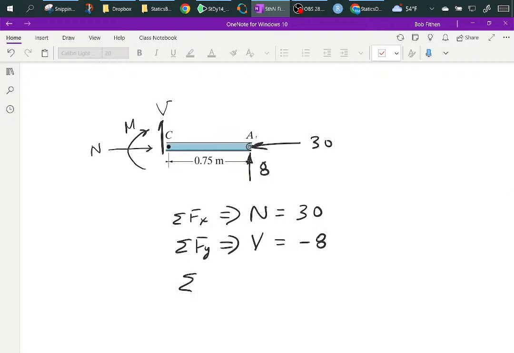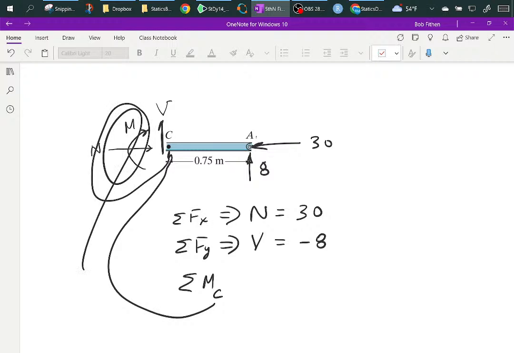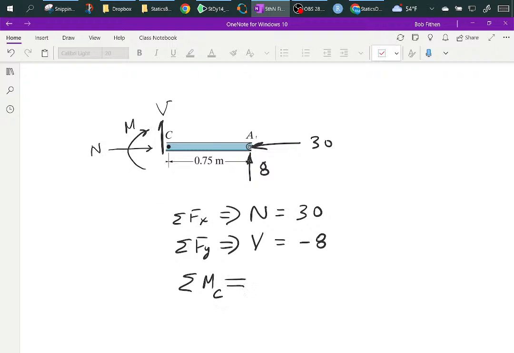And then sum of the moments about C. The best thing to do is to sum about the place you're looking for the moment at. That would tell you your moment is equal to, the only thing that produces a moment here is that 8 over 0.75 meters. So 8 times 0.75. And we're done. Just like that, you found the internal load.